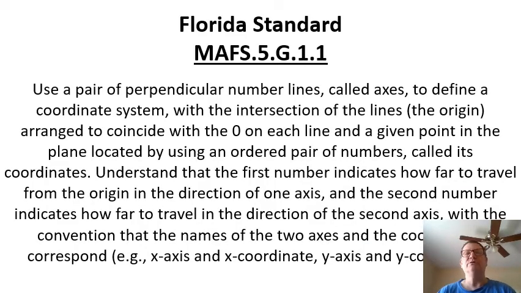Now, this is that long standard we're working with, MASS 5G11. Use a pair of perpendicular lines called axes to define a coordinate system with an intersection of the lines, which is called the origin, and arranged to coincide with 0 on each line and given a point of line located by using an ordered pair of numbers called coordinates. Now, I'm not going to go through the rest of it, okay? Basically, we're just setting up a coordinate system, and we're going to be able to identify and plot coordinates on that system. Okay, so let's go ahead and get started.